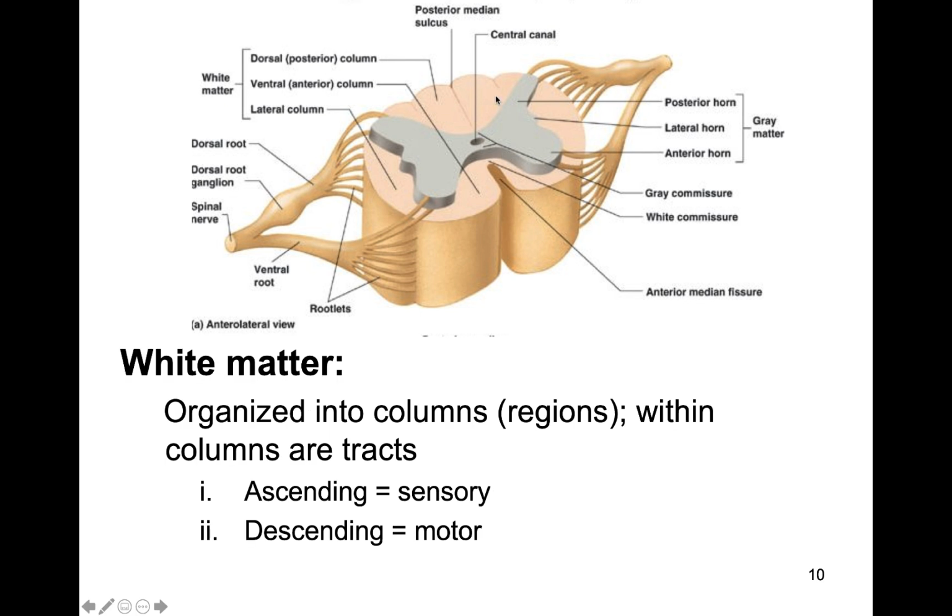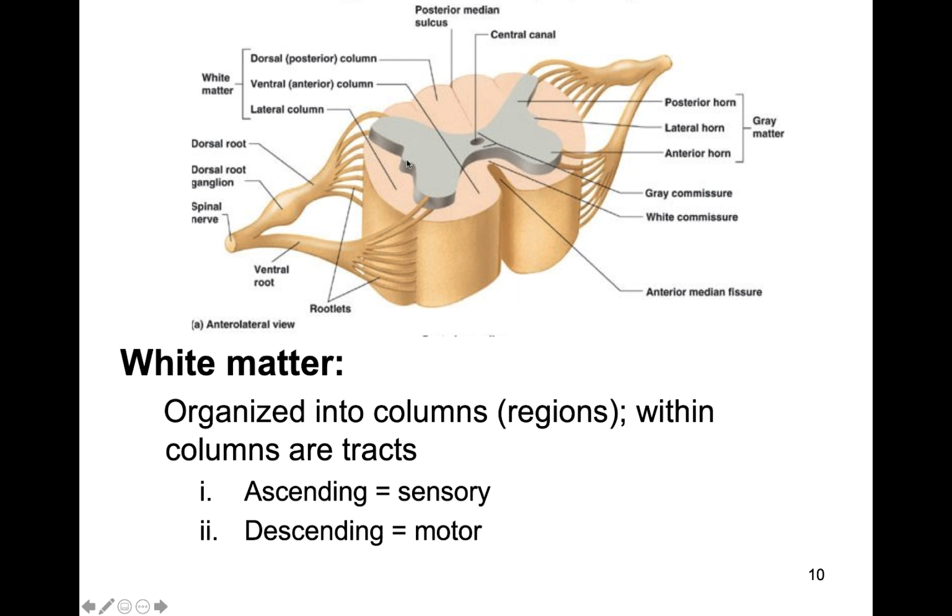Now on this white matter, you have these tracts. So those tracts are the regions. There are different regions that are responsible for sensory, and they're responsible for motor. So ascending is known as sensory, and then the descending is known as motor. So I'm going to show you this next.